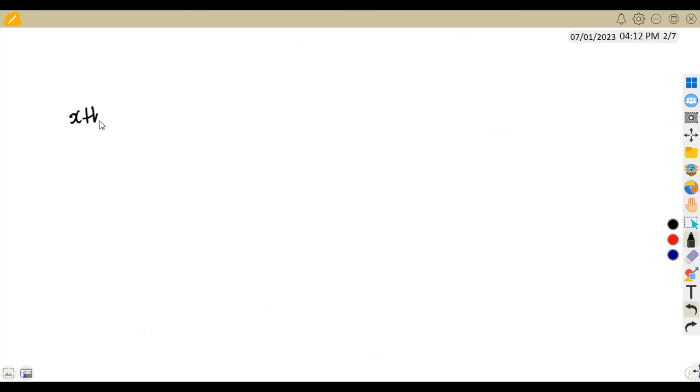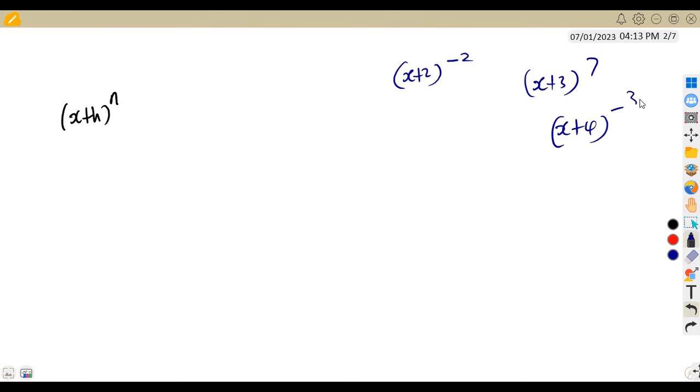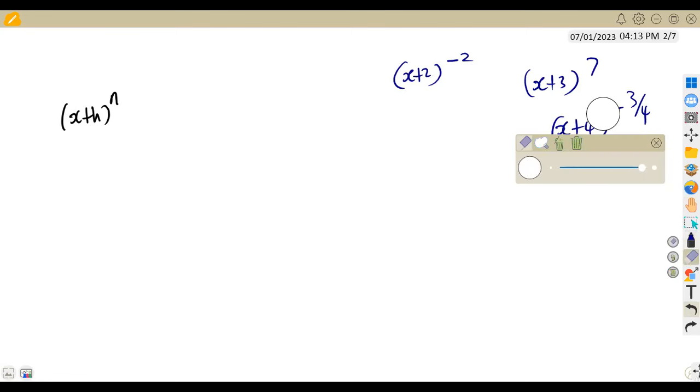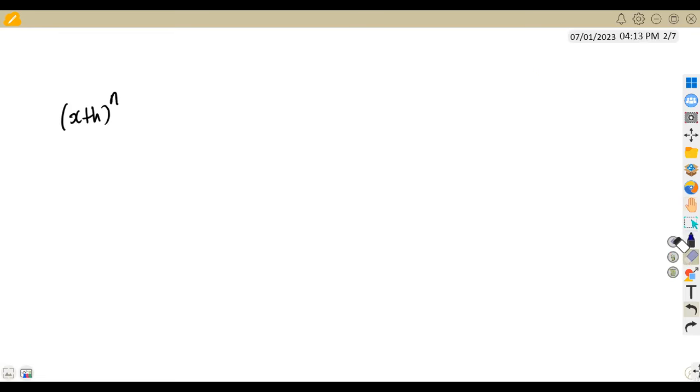Maybe you've got x plus h to the exponent of n, where it can be a negative exponent, a positive exponent, or a fractional exponent. We can have it as a whole number, which is a negative or a positive. Whatever format you're given, for example x plus 2 to the exponent of minus 2, x plus 3 to the exponent of 7, x plus 4 to the exponent of negative 3 over 4. It can be a fraction, a whole number, a positive or a negative. So this is where we can apply our binomial expansion.